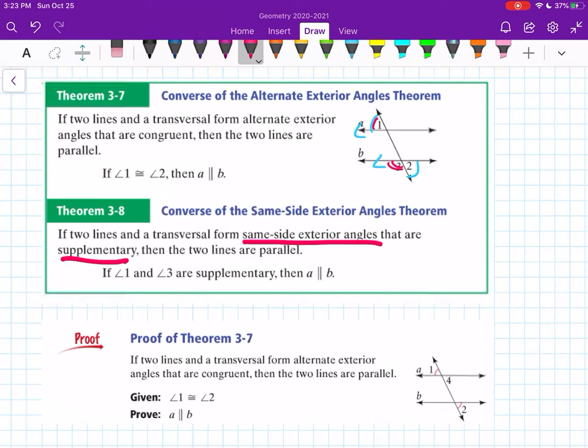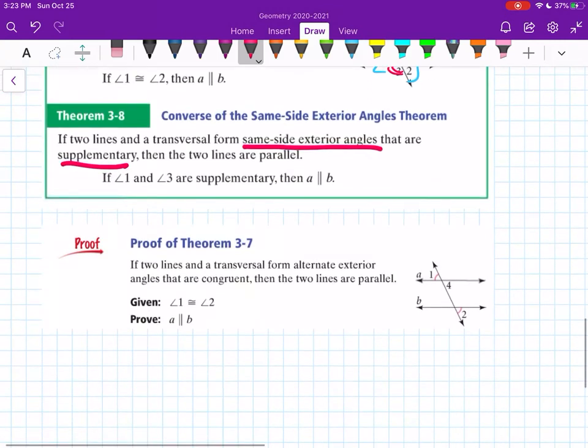All right, so let's do proof 3.7. If 2 lines and a transversal form alternate exterior angles that are congruent, then the 2 lines are parallel. Before, we said 2 lines are parallel, and we used our postulate that said corresponding angles. And if I look at this picture, I can see I also have corresponding angles labeled again. So the picture can give you some clues as to which angles you might use.